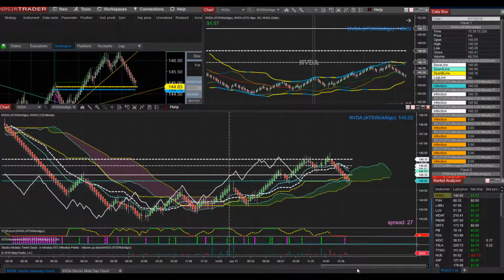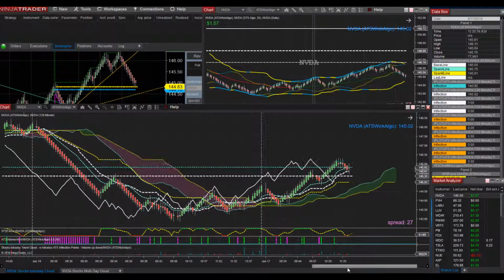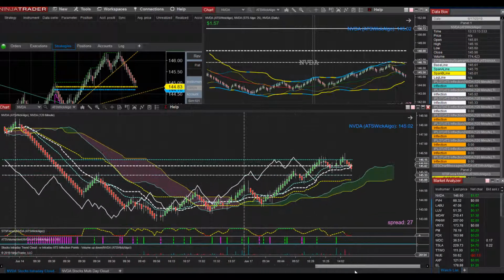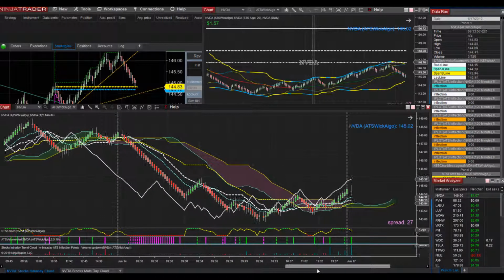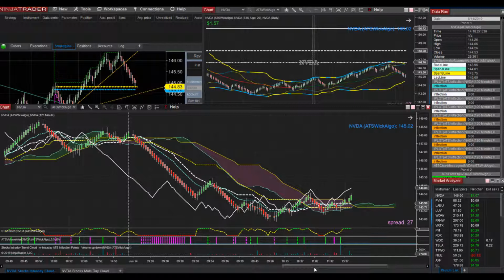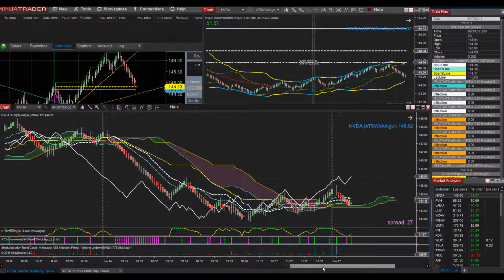Now, these are set on 2-hour increments. So when you see the lines early in the morning, let's go back to right as the end of the day, the market opens.